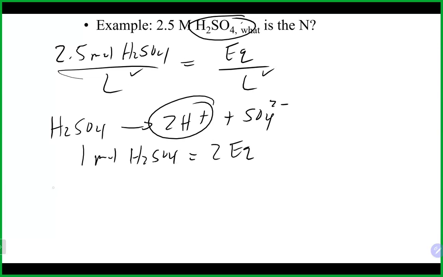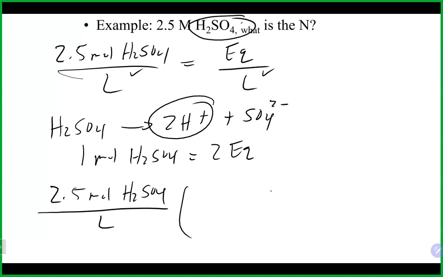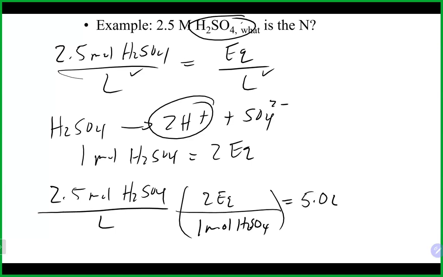So we can approach it like a conversion factor here. We're going to get rid of the moles, so we'll put the moles on the bottom and our equivalents up on top. This gets us 2.5 times 2, which gives us 5. The units would not cancel, so it would be equivalents per liter. Or just like molarity, you can just write big N instead, 5 N H2SO4.